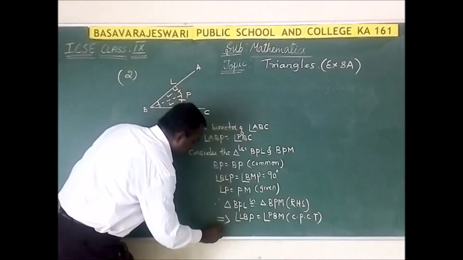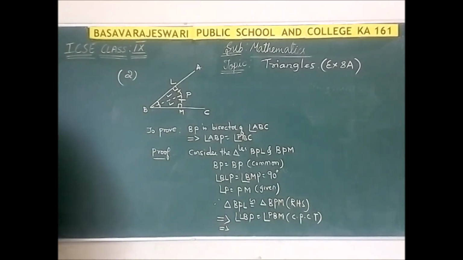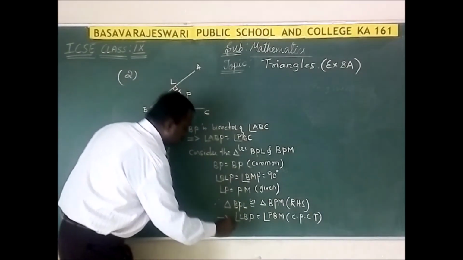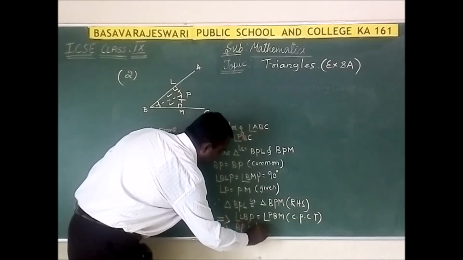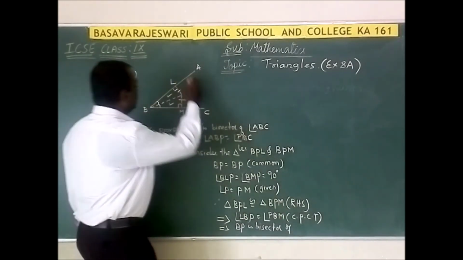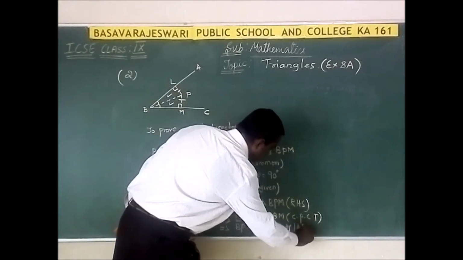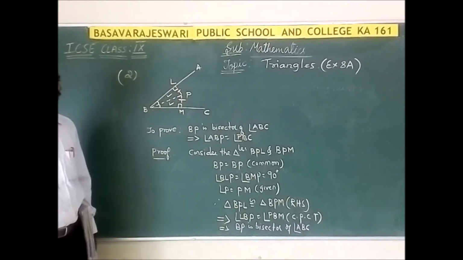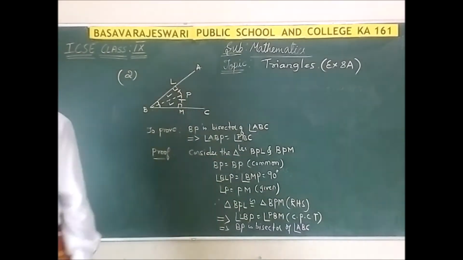So what we have to prove, we have to write here. This implies BP is the bisector of angle ABC. So this is the answer to this question. So note down this sum.